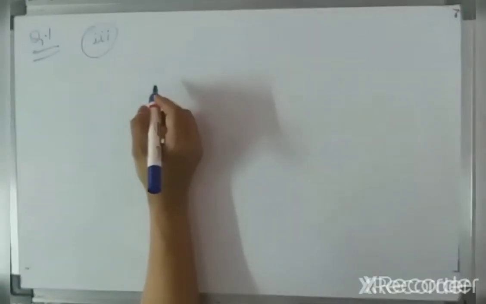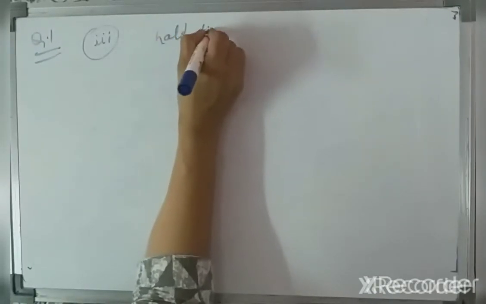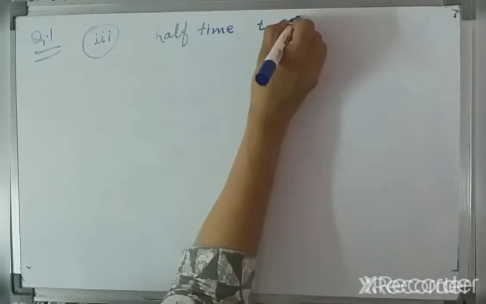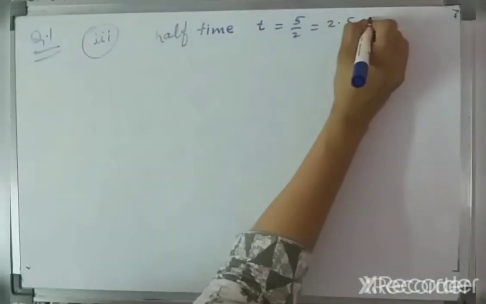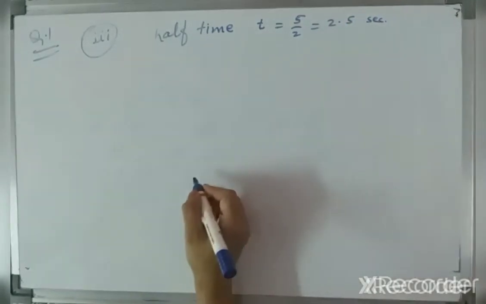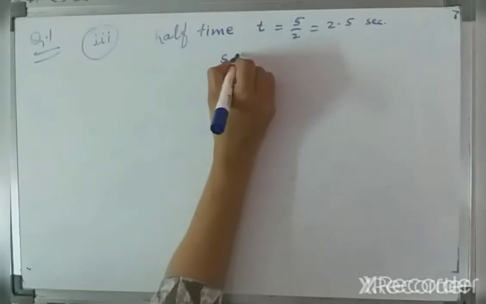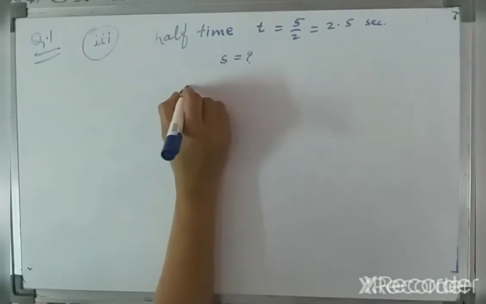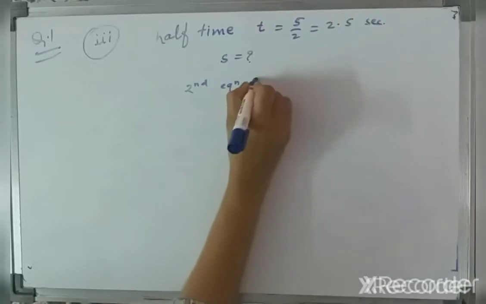So in the third one, half time. t is equal to 5 upon 2, that is 2.5 seconds. And we have to find out height, that is s. So we will use Newton's second equation of motion.